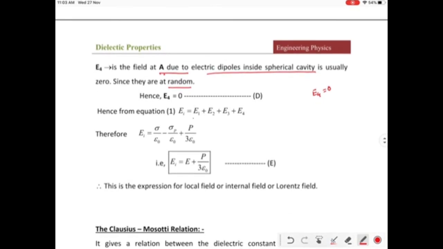Now substitute the values of E1, E2, E3 and E4 here. You will get rho by epsilon naught, sigma by epsilon naught minus sigma P by epsilon naught plus P by 3 epsilon naught. So, we will consider this part as a capital E. So, nothing but E local is equal to E plus P by 3 epsilon naught. So, this is the required expression for the local field, also called the Lorentz field.